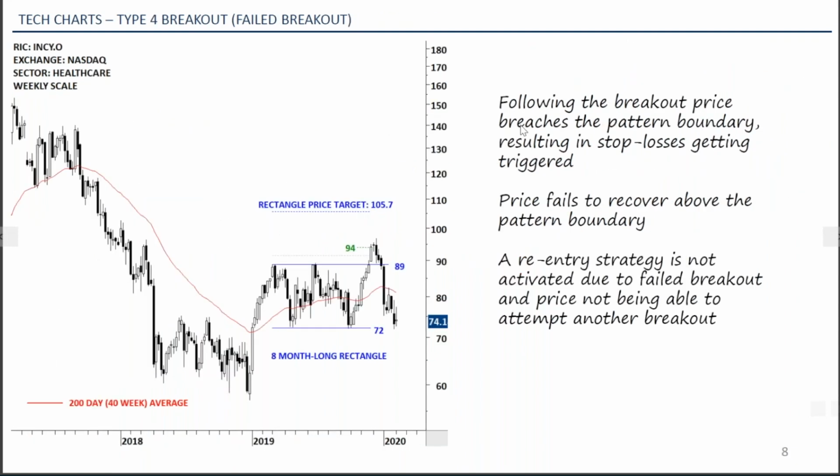Now the type 4 breakout is a failed breakout. If you have the chart pattern negation somewhere as a minor low inside the pattern, and once that level is reached, the pattern is negated. After that, even if the stock recovers above the chart pattern boundary, we don't accept it as a chart pattern that is intact. As long as the chart pattern negation level is not reached, the chart pattern is still intact.